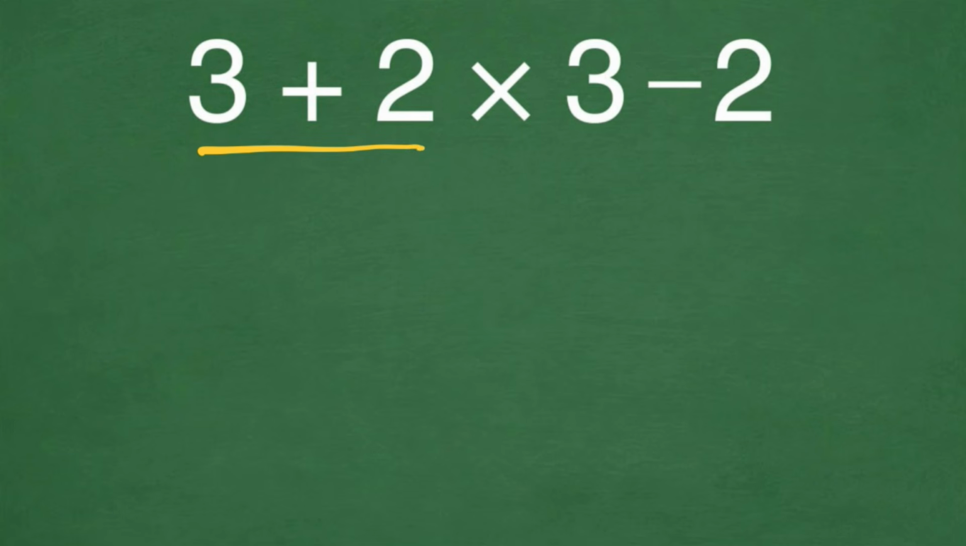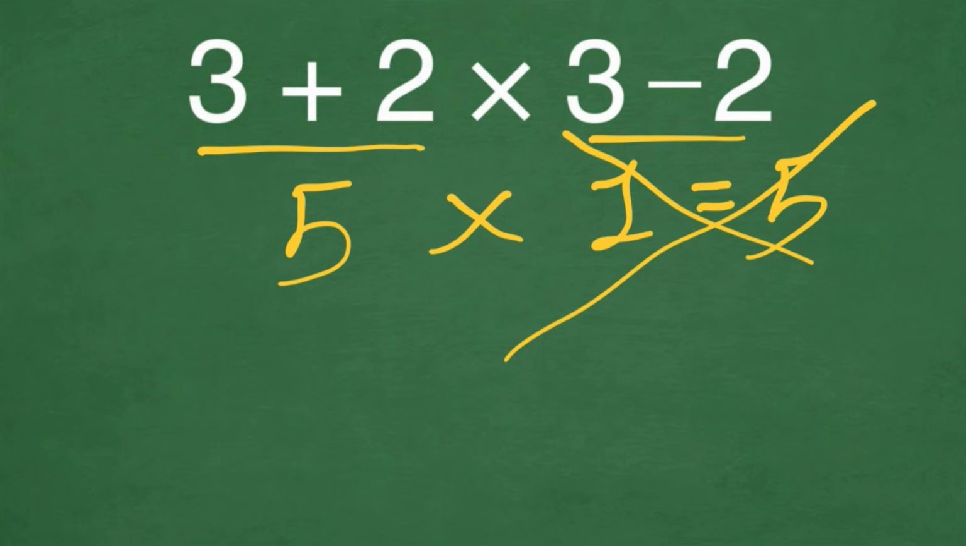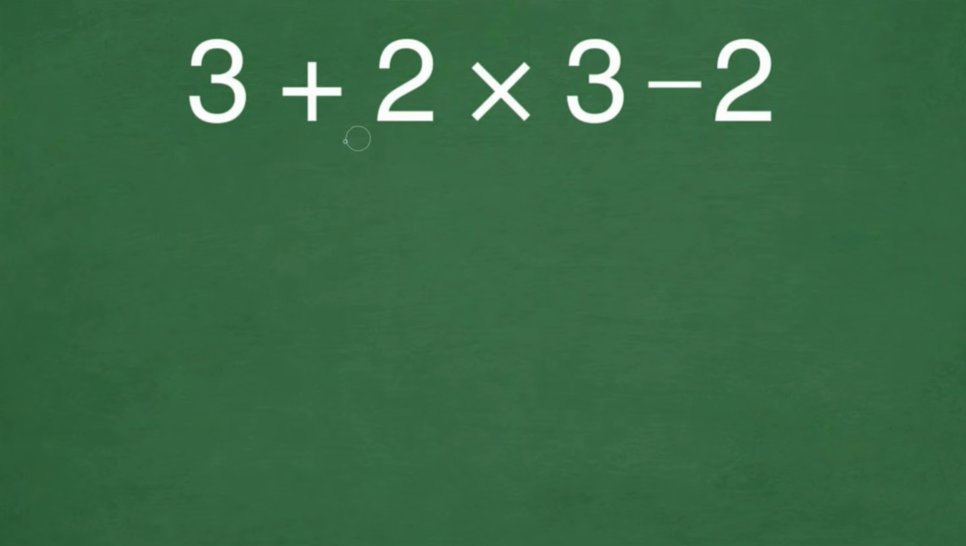3 plus 2 is 5, and 3 minus 2 gives us 1, and 5 times 1 is equal to just 5. But this answer is wrong. Other people solve this problem differently. What they are going to do is they start solving the problem left to right, and they follow this approach.